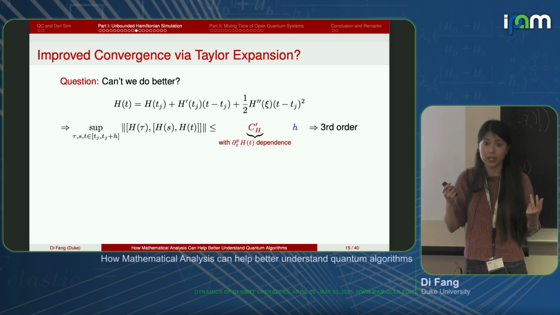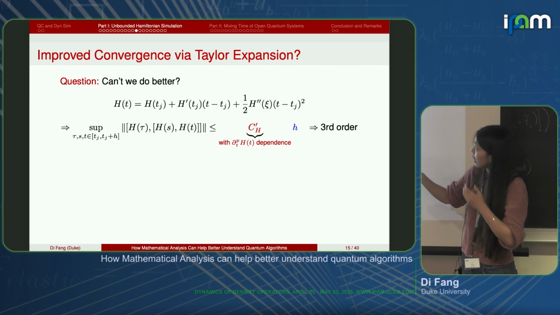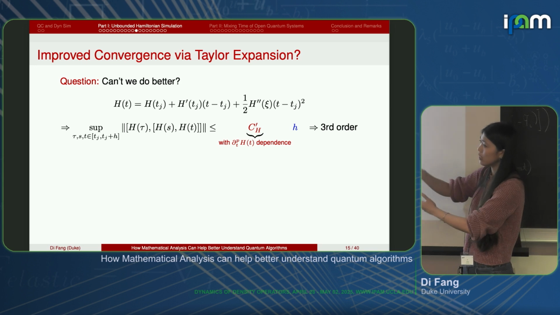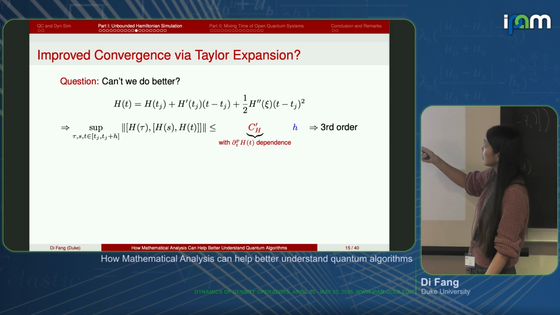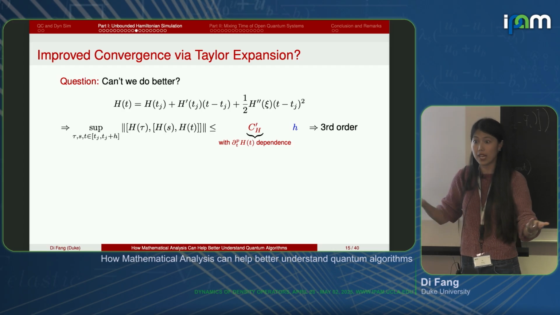Commutator can give me additional cancellation. Just imagine if I write the time-dependent Hamiltonian in the Taylor expansion form. I just plug it in. A bunch of leading terms just cancel, so I easily get an additional order of h. From a second order, I get a third order. So that must be it, right?